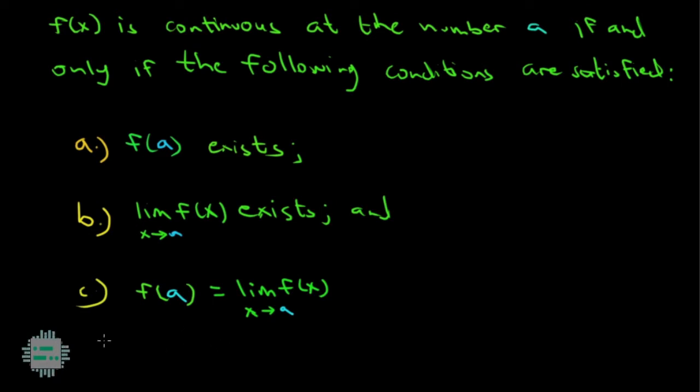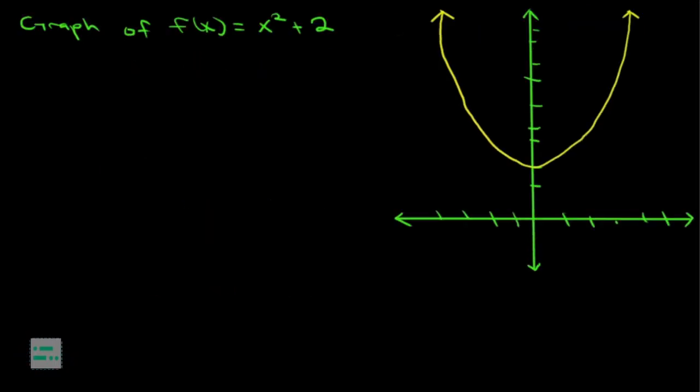So para mas ma-visualize natin yan, ipapakita ko sa inyo ang ilang halimbawa. So this is the graph of x squared plus 2. Ito ay isang parabola. Subukan nating alamin kung siya ba ay continuous at x equals 0. Yan yung gusto nating masagot.